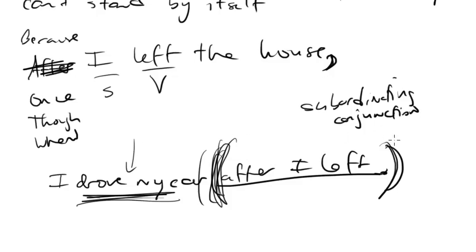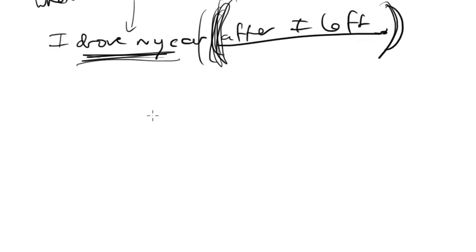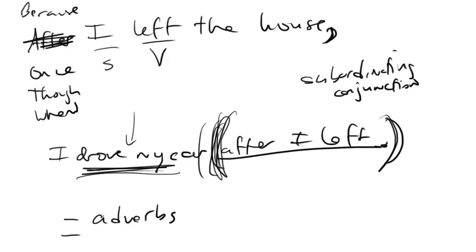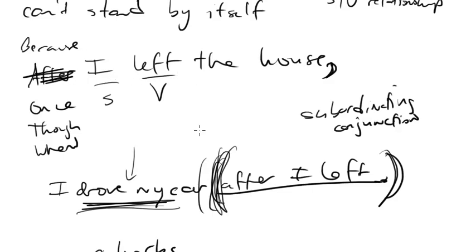Note that I'm not going to go into this in too much detail, but subordinate clauses can really fulfill multiple functions in a sentence. They can act as adverbs, telling you why an action is occurring or when an action is occurring. So here, for instance, after I left the house, I drove my car. This clause, after I left the house, is an adverb modifying the drove.